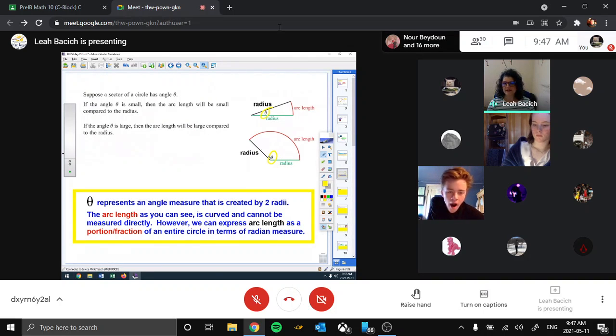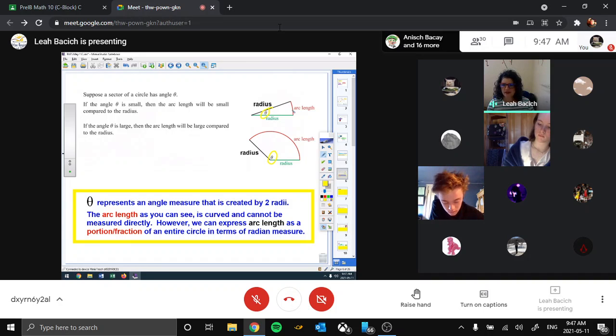So this is an angle measured in degrees. Arc length is measured in radians. I can't measure this with a ruler because it's a curved surface. So I describe it as a portion of the whole circle. So for example, if this was 20 degrees, I wouldn't say the arc length is 20 degrees. I would say that as a fraction of the whole arc length of the circle.